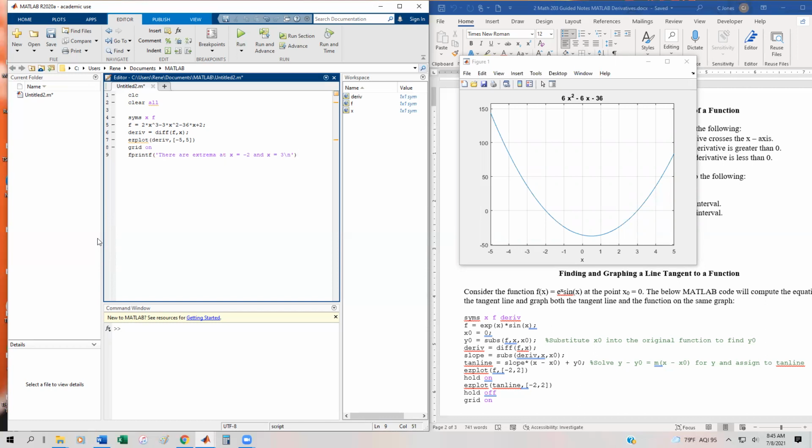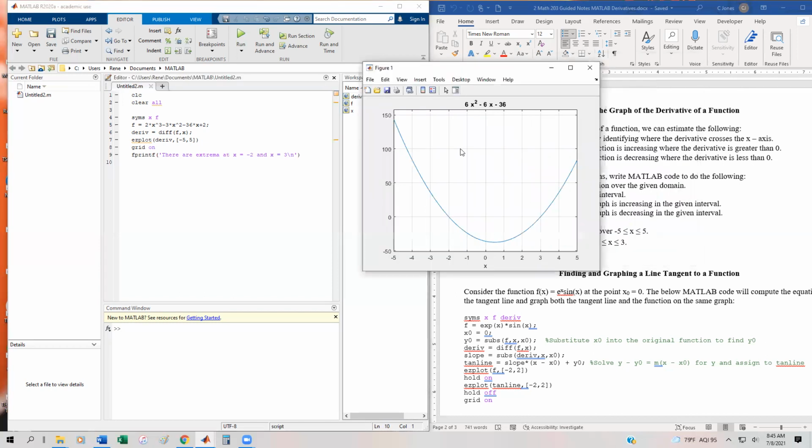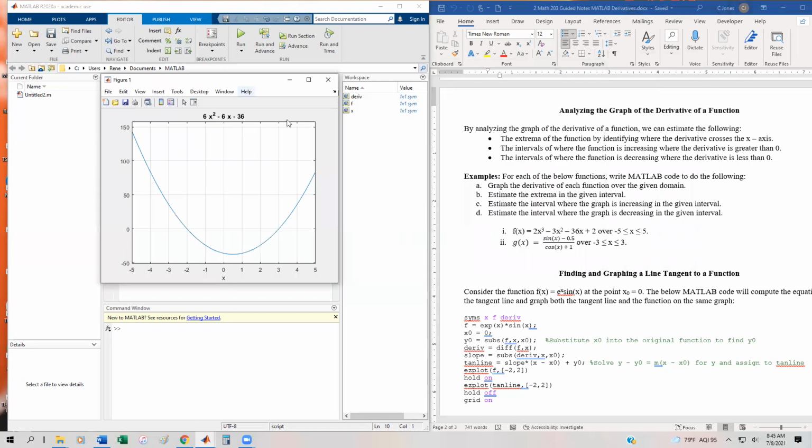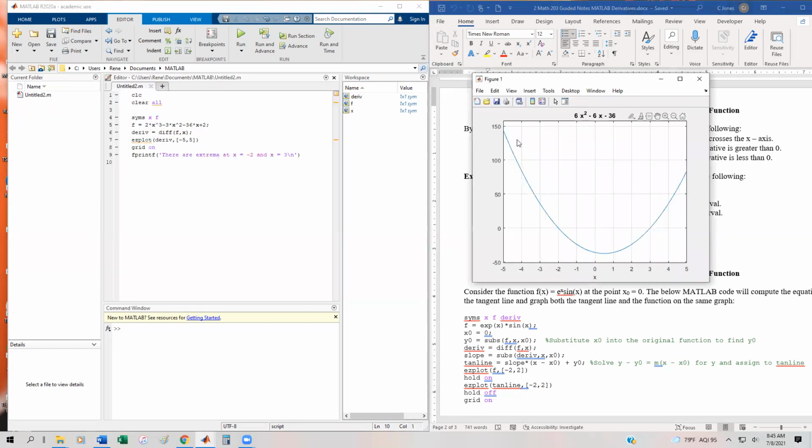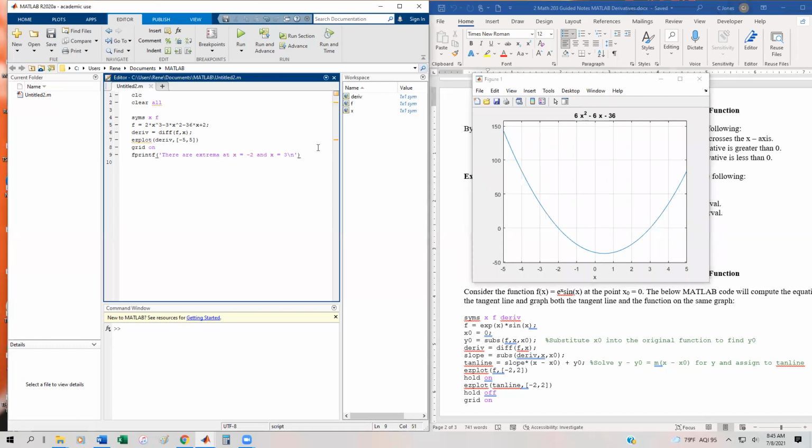Now we can also determine the intervals of increase and decrease. To determine the intervals of increase, we're just going to look at where the derivative's graph is positive. And we notice that right here is 0. Anything below this horizontal line is where the function is going to be negative. All right, so it looks like from where x is -5 all the way to -2 at that extrema is one place where it's increasing.